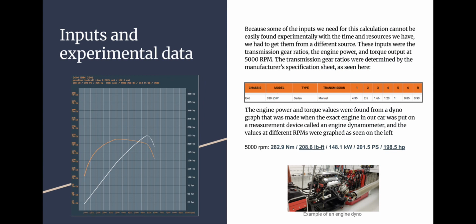Because some of the inputs we need for this calculation cannot be easily found experimentally with the time and resources, we had to get them from a different source. These inputs were the transmission gear ratios, the engine power, and torque output at 5,000 RPM. The transmission gear ratios were determined by the manufacturer specification sheet as seen on this slide, and the engine power and torque values were found from a dynograph that was made when the exact engine in our car was put on a measurement device called an engine dynamometer, and the values at different RPMs were graphed as seen on the left, and the conversions for the RPM are seen right below.